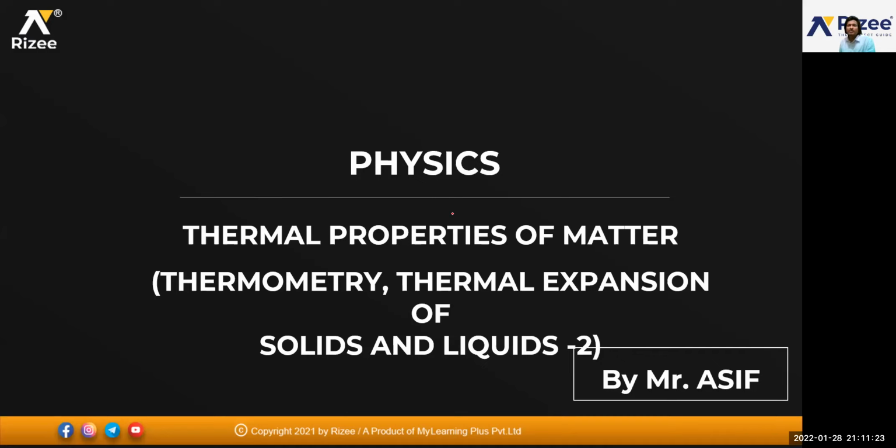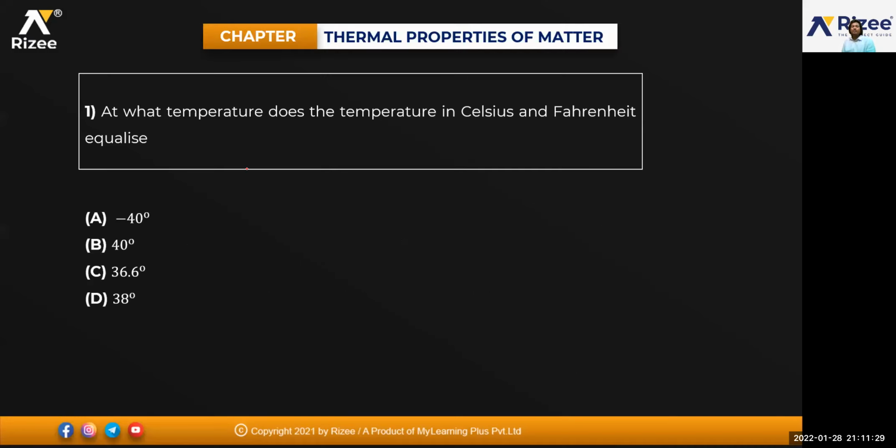So yesterday we just started with the thermal properties of matter, thermometer and thermal expansion of solids. We have done some of the formulas related to them. Let us try to quickly do some problems. See problem number 1. Everyone, make it fast.